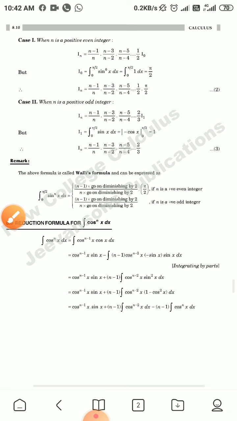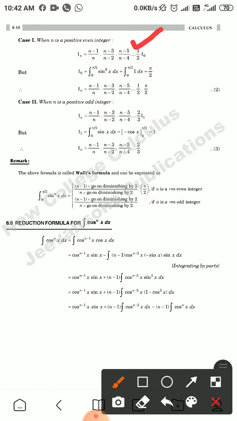Now, taking two cases. Case first, when n is a positive even integer, In becomes n minus 1, n minus 3, n minus 5 and so on, into 1, divided by n, n minus 2, n minus 4 and so on, 2, and I naught is evaluated giving pi by 2 value. Therefore, In becomes equal to n minus 1, n minus 3, n minus 5 and so on, 1, divided by n, n minus 2, n minus 4 and so on, 2, and in multiplication pi by 2. This is number 2.